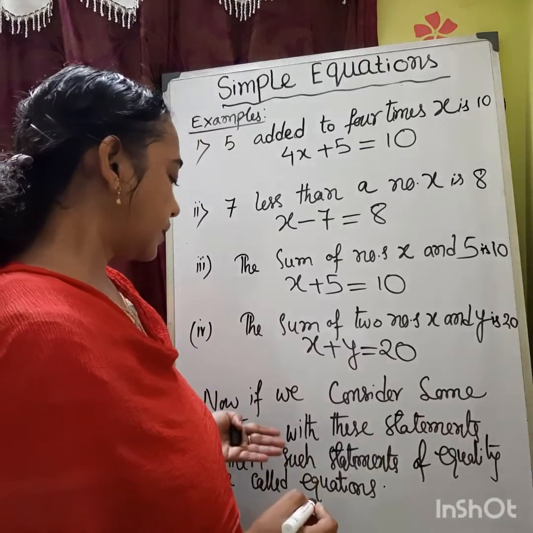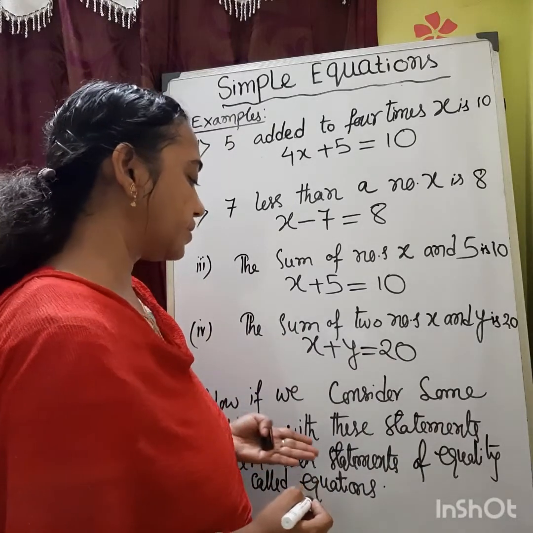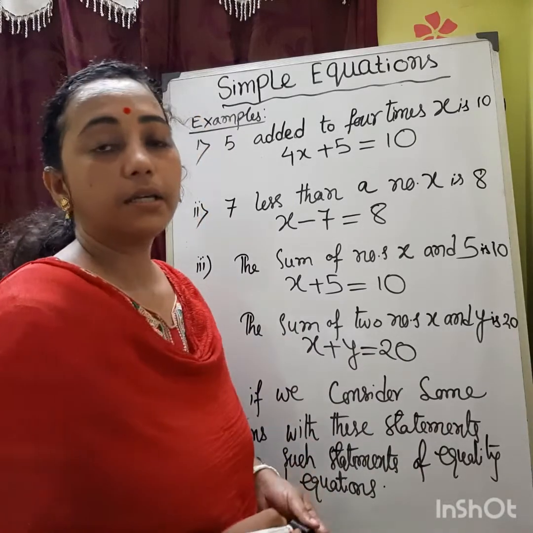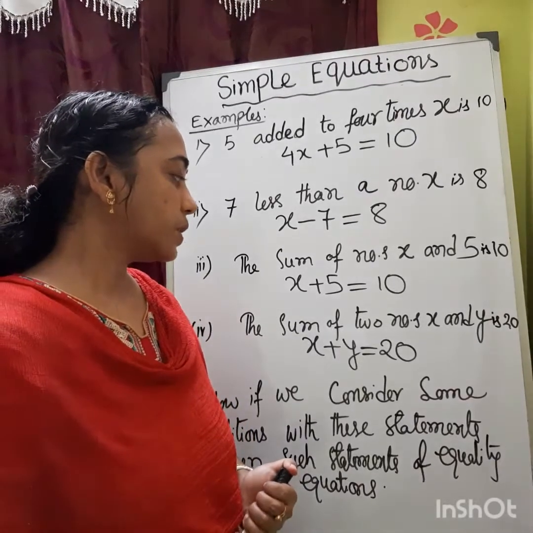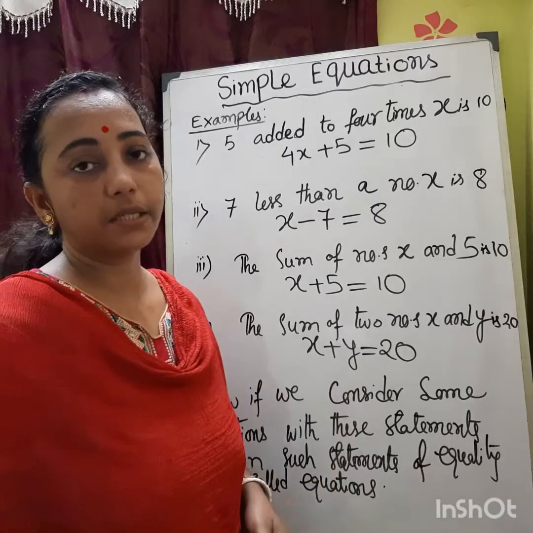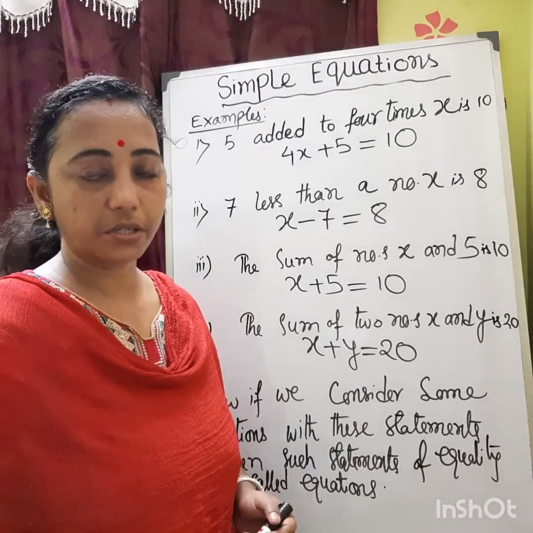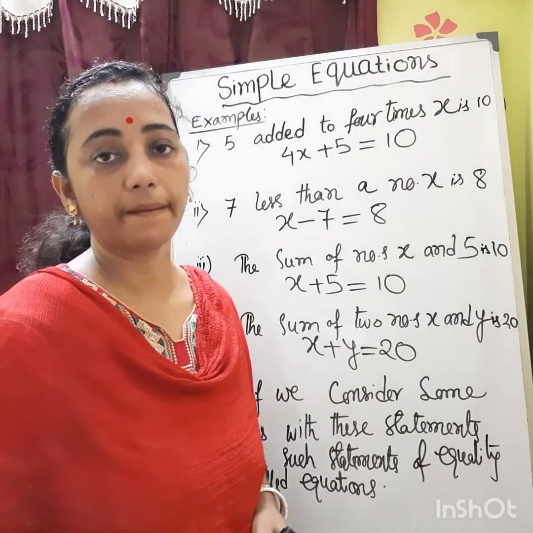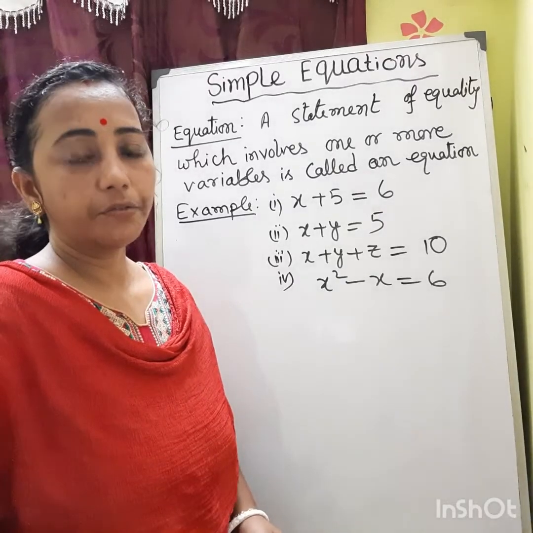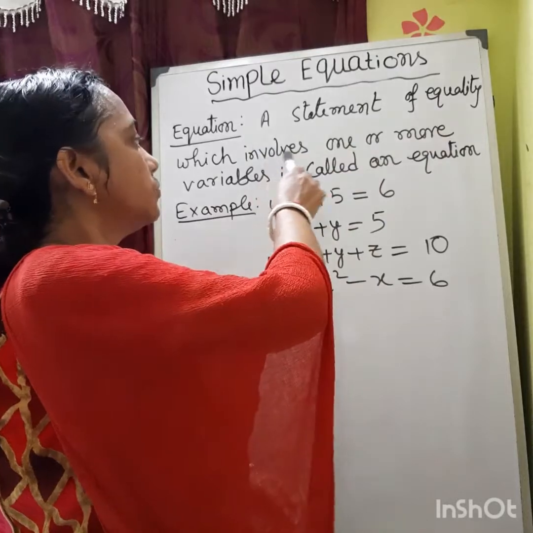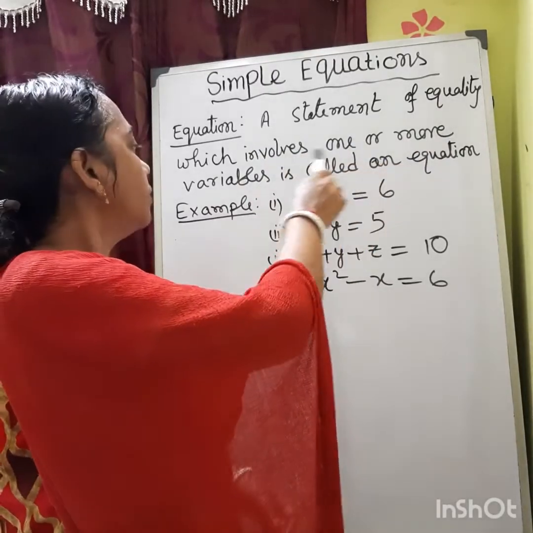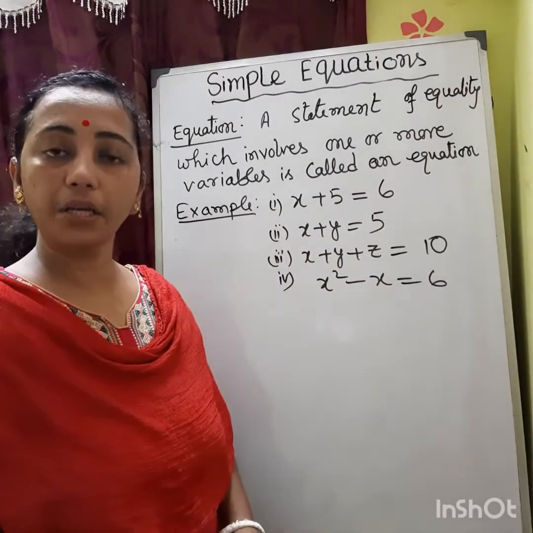That means here each of the examples has some conditions with the statements. So these statements of equalities are called equations. So we can define an equation as a statement of equality which involves one or more variables.